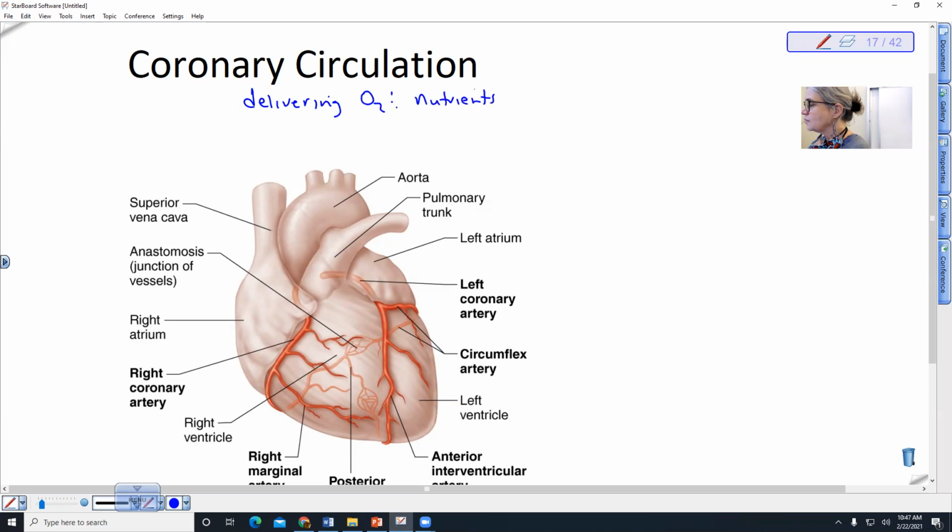So we'll put nutrients to the, what is the heart muscle called? That layer is called the myocardium.